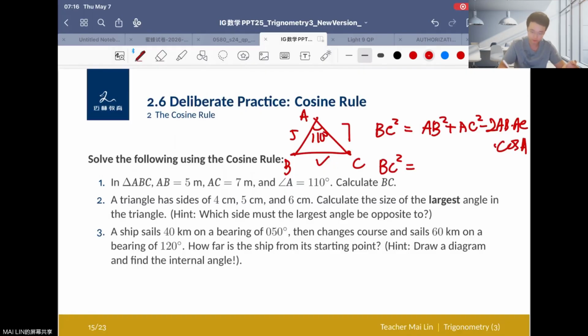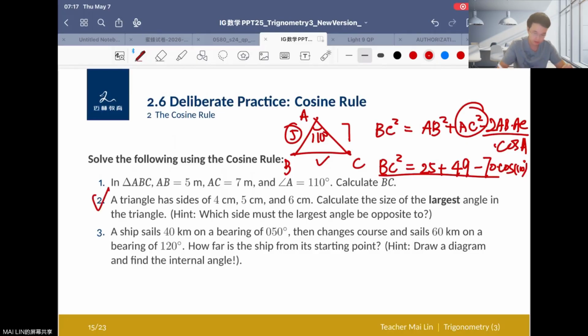BC squared equals 5 squared, which is 25, added with AC squared, that is 49, right? And minus 2AB times AC, that is minus 2 times 5 times 7, that is minus 70 times cosine 110 degrees, okay? That is for BC squared. So then you can use a calculator to calculate the exact value of BC, okay?